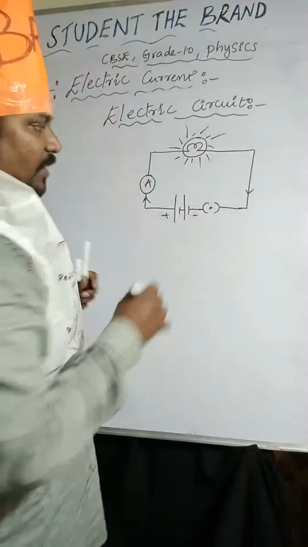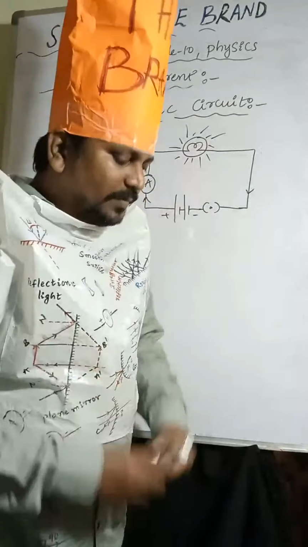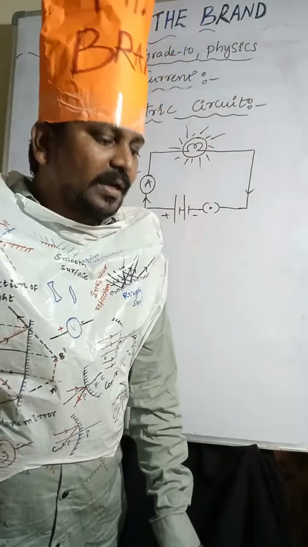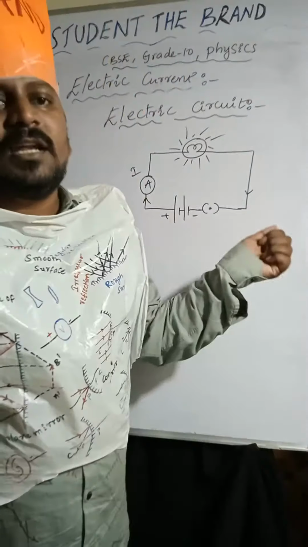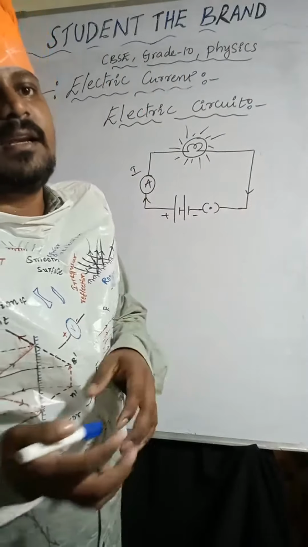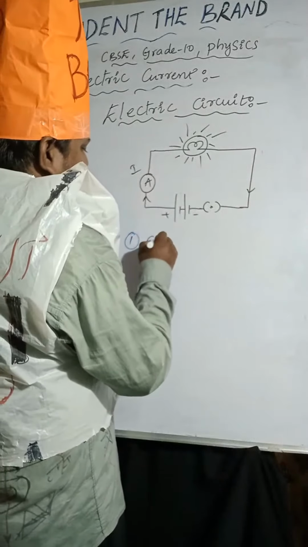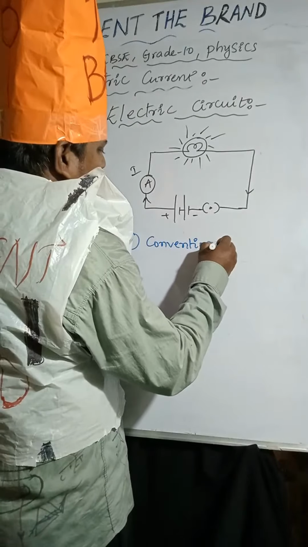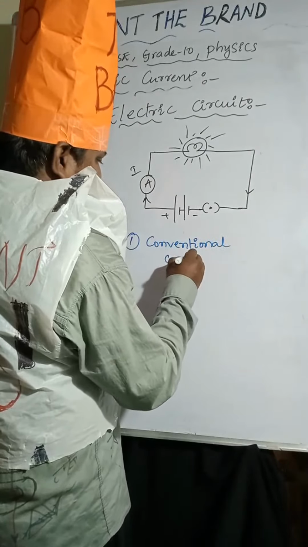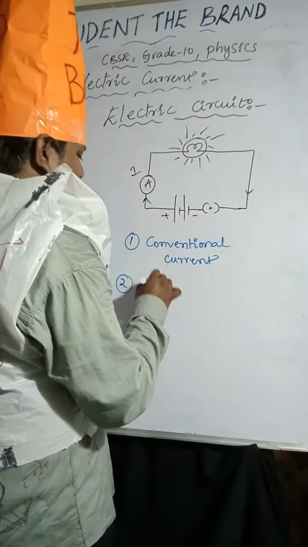So current I is flowing. Now you can observe here, two points are there: one is conventional current, and another one is electric current.